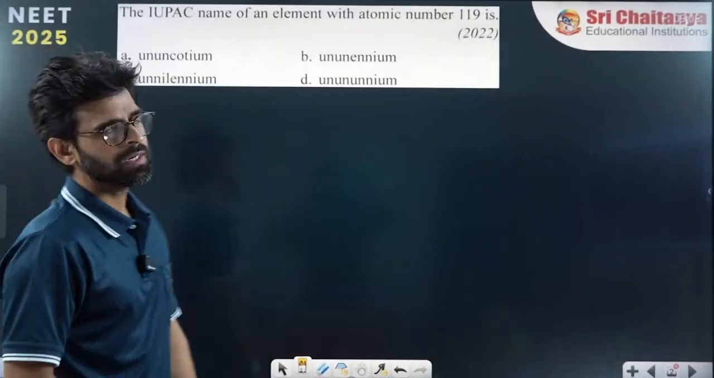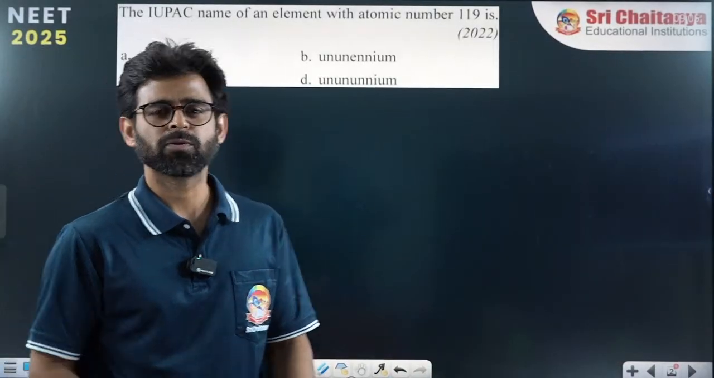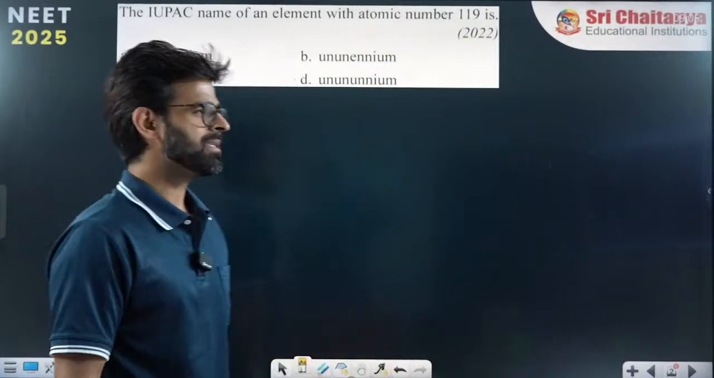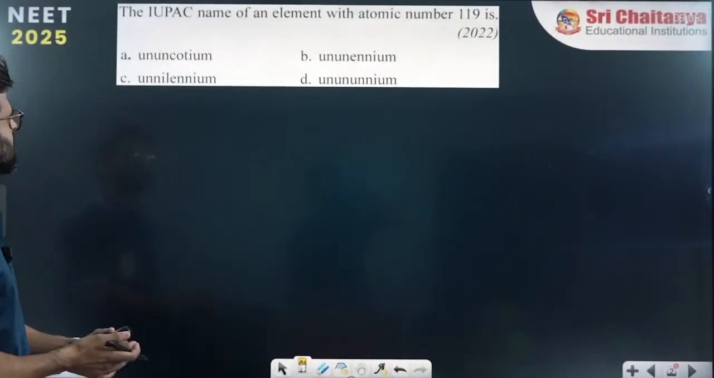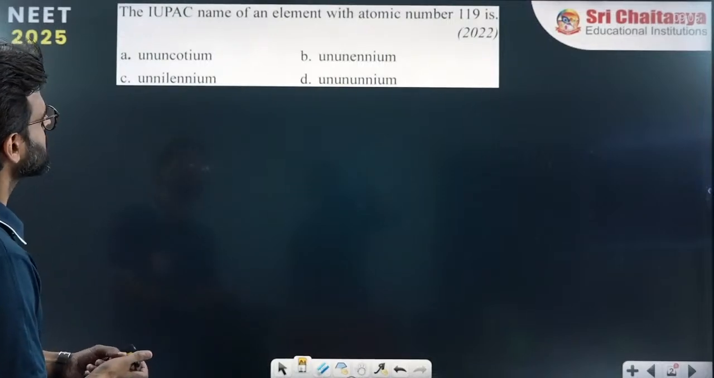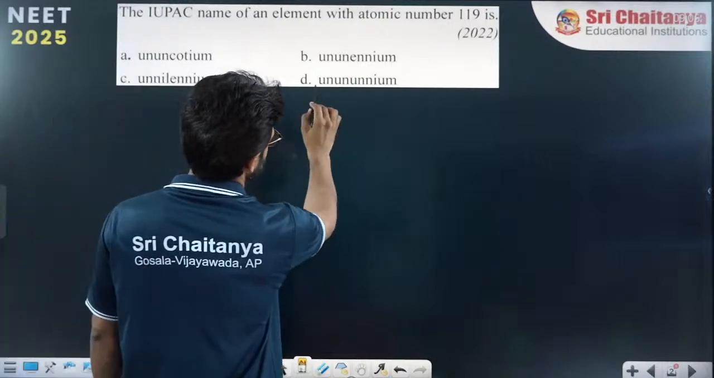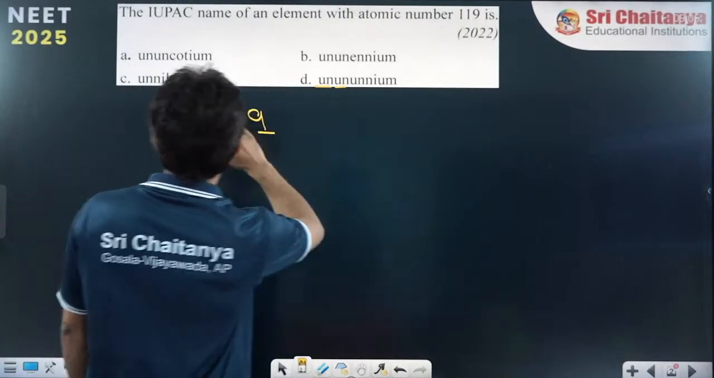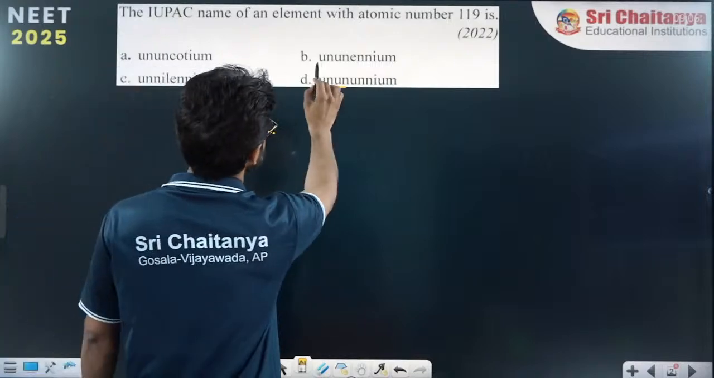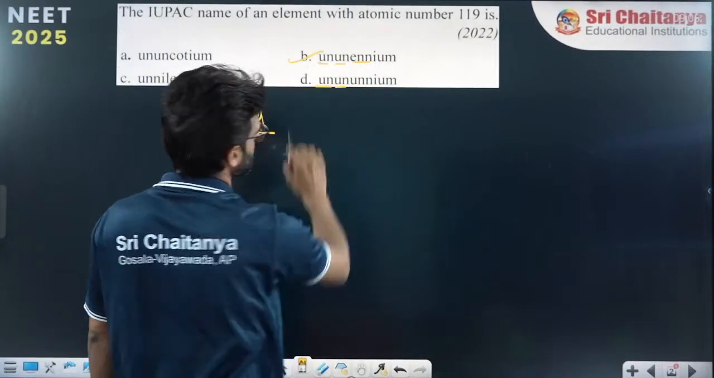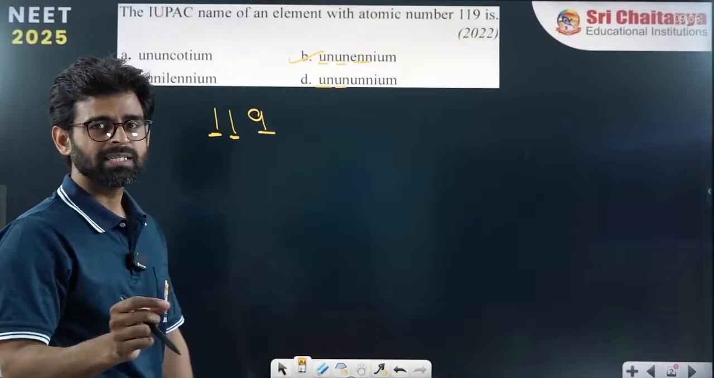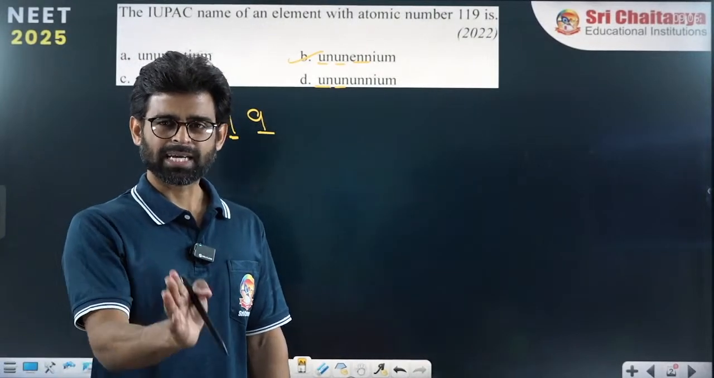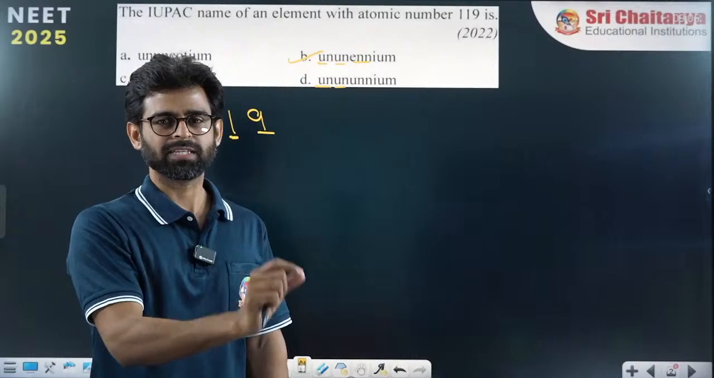So, first of all, some questions are coming from classification of elements. Let us see what the first question is. The IUPAC name of the element with atomic number 119. They are saying 119. What is it? It is Uue. Clear? How do we write it? We write the first number, second number, third number, and in the end we write ium.